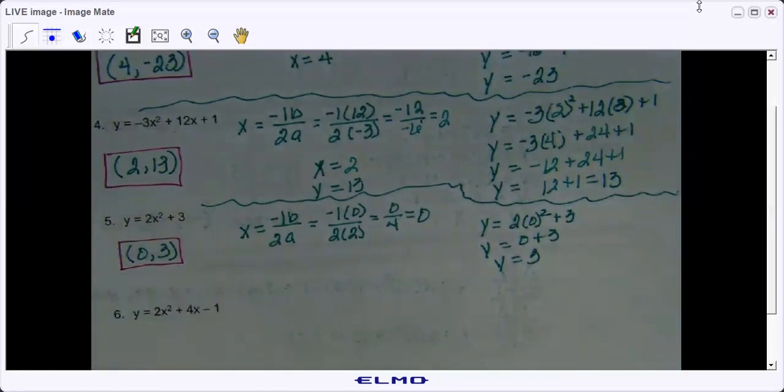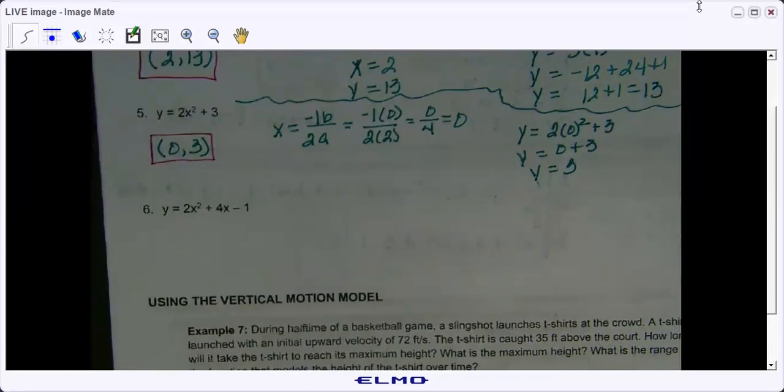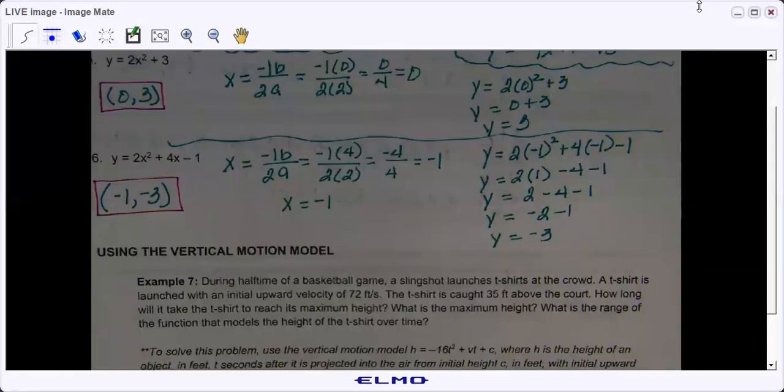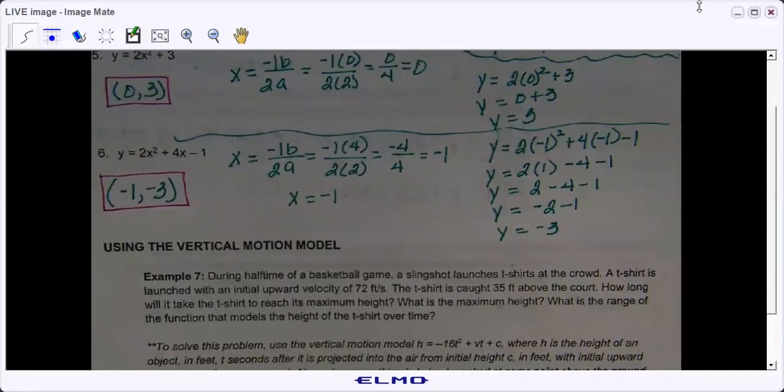All right, I want you to do number 6 on your own, and then we'll get down to the word problem. So I'm going to pause the video for you to work on number 6. Okay, let's check number 6. Make sure you complete that correctly. See, this isn't too difficult, right? You just kind of follow the same method over and over again.